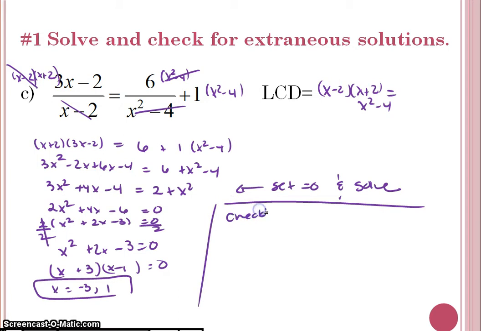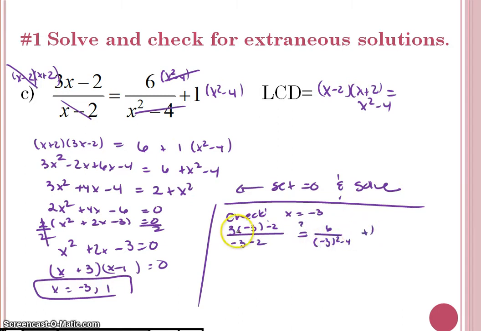I'm going to check. So first I'll check x is negative 3. So I have 3 times minus 3 minus 2 all over minus 3 minus 2. This is equal to 6 over minus 3 squared minus 4 plus 1. So I have minus 9 minus 11 over minus 5 to equal 6 over 9 minus 4 is 5. And 1 can be written as 5 over 5, so this becomes 11/5, and this becomes, when I do both negatives, 11/5, so that does in fact check out.